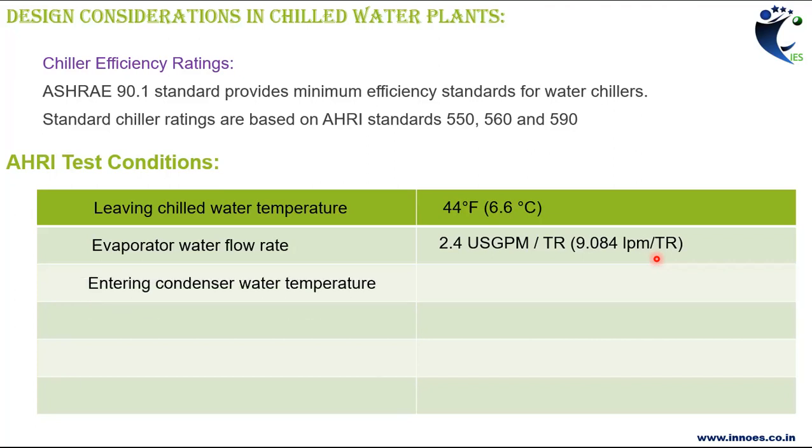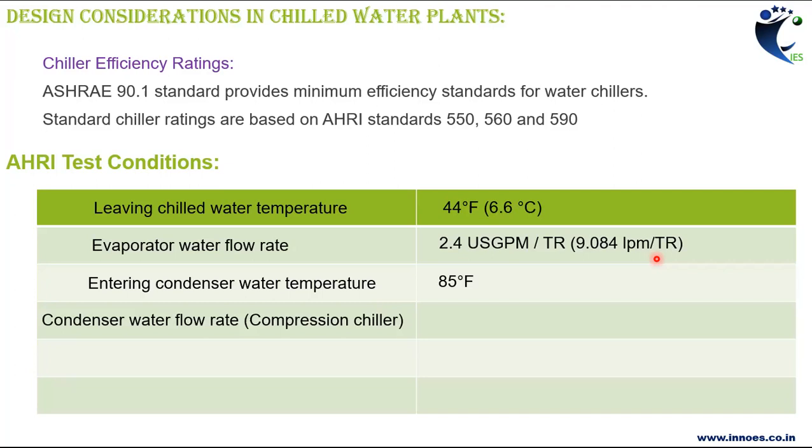Then the entering condenser water temperature. If it is a water cooled chiller, then the condenser water is also required. This water is coming from the cooling tower. So the entering condenser water temperature is around 85 degrees Fahrenheit. This also varies a little based on the location and the ambient wet bulb temperature. This water flow rate is also calculated using the formula Q equal to mCp delta T. Here we are considering, as per CTI standard, 25% higher than the chilled water flow rate.